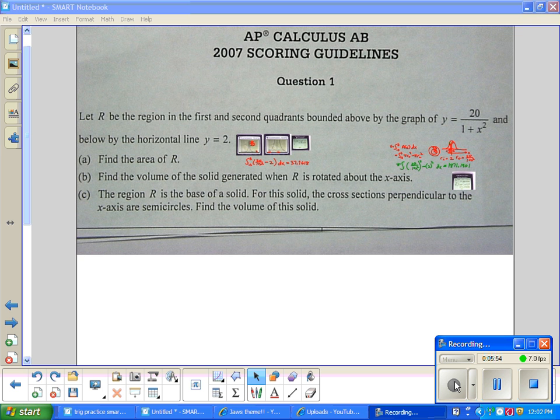There is a point that you have all the correct limits. So when we do the integral of C, you had the limits -3 to 3 on that, and you had the limits -3 to 3 on B, and you had the limits -3 to 3 on A. Give yourself a point right now. Boom. Boom. All right. Now, for C, the region R is the base of the solid. This solid has cross-sections perpendicular to the x-axis that are semicircles.